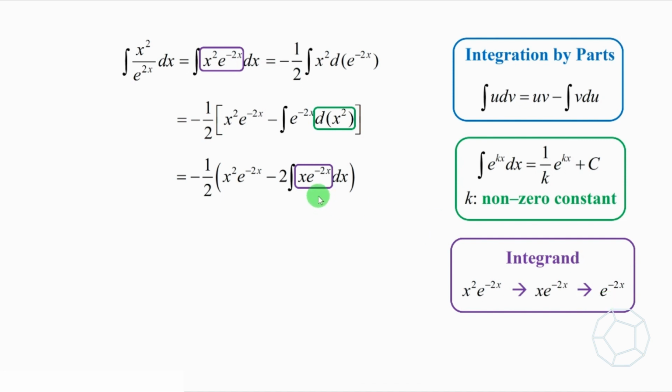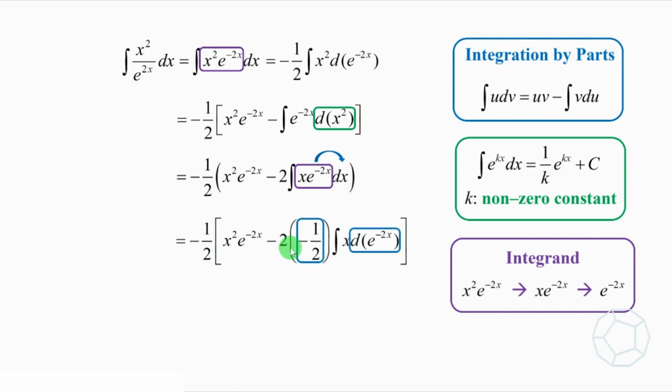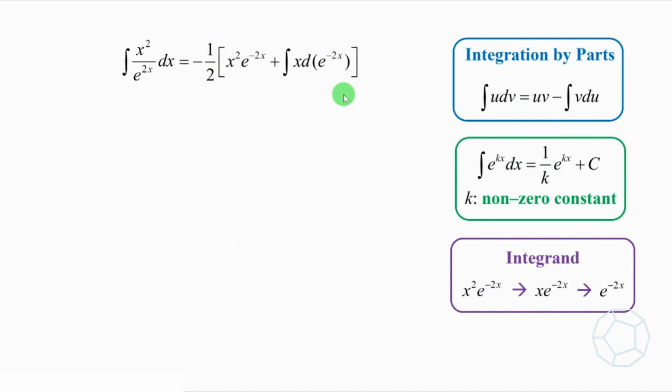Now, we absorb e to the power of negative 2x again in the differential. We multiply another negative 1 over 2 outside the integral. Cancel out negative 2, then it becomes integrate x d bracket e to the power of negative 2x. We are ready to use integration by parts for the second time.